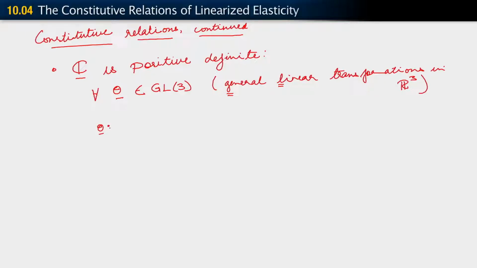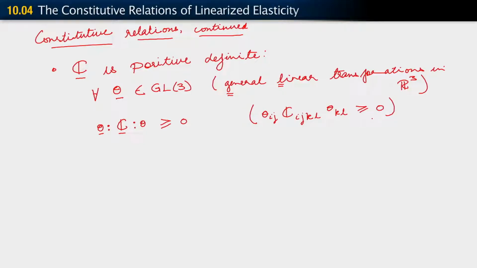Theta contracted with C contracted with theta again. So we form this quadratic product of C with theta. This is greater than or equal to 0, the scalar, for all theta. In coordinate notation, this is what it means: theta ij, Cijkl, theta kl is greater than or equal to 0. That's what we're saying.